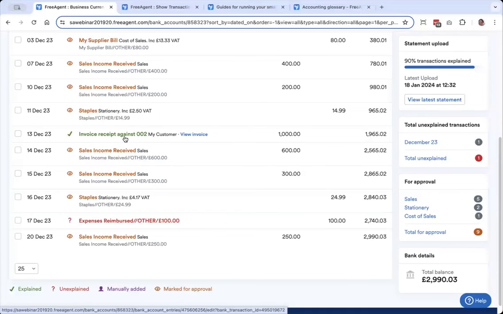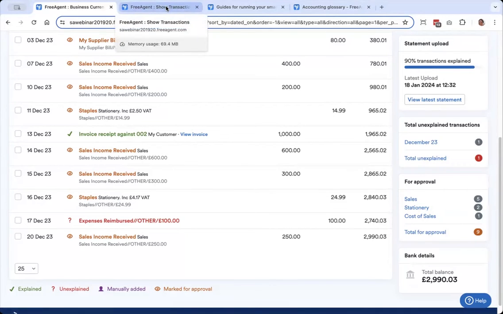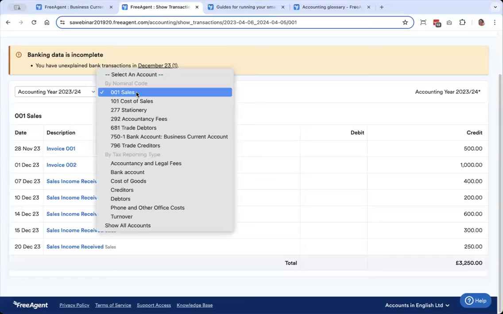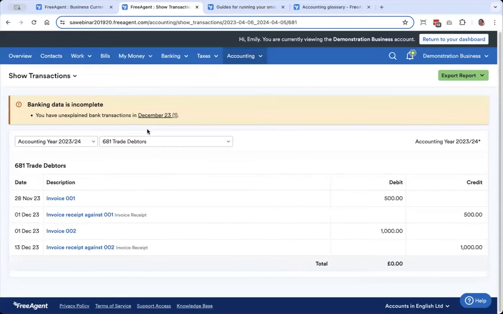If you explain a transaction for money coming in, which is to pay an invoice, as sales, like these, which don't have invoices, FreeAgent's actually going to double count the income because it's thinking that you're saying there's no invoice for that. I haven't already recorded the income, so I need to do it with the bank payment. That is why it's so important when you explain a receipt from a customer against an invoice to explain it as an invoice receipt. See what happens though now if I go to my trade debtors account.